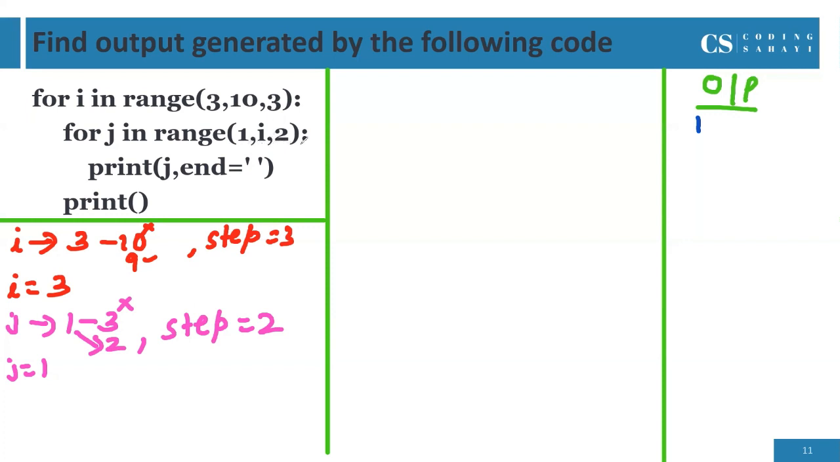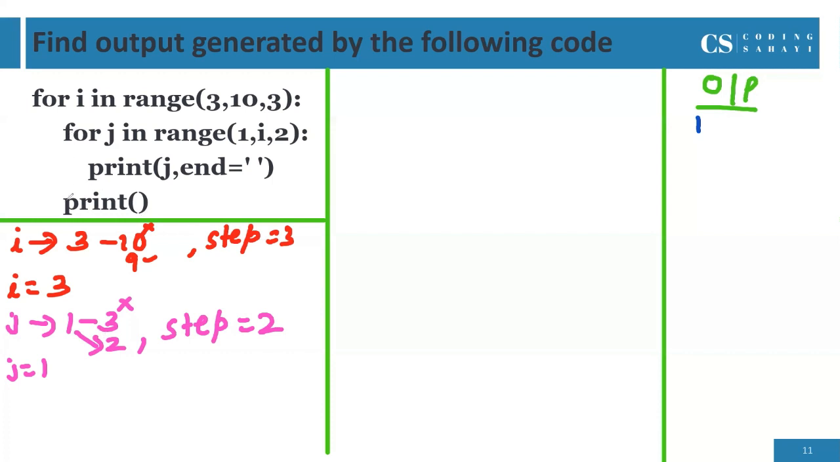So here 2 is the step value, so it is incrementing by 2. 1 plus 2, 3. So whether this is in range 1 to 3, no, it is not in that range. So it is coming out of the loop. That is, the inner loop is finished here because j got the value 3, which is not in that range. So it's coming out, and we have another statement, print here.